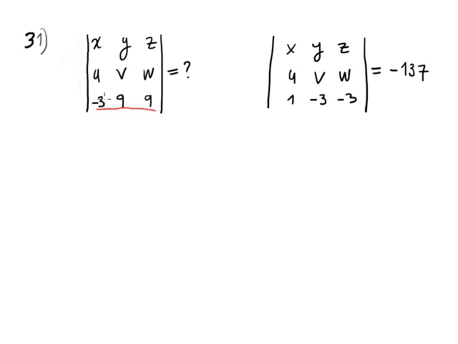I saw that we have a common factor, which is 3. So one property says, if you multiply any row or any column of the determinant by a number, the entire determinant is multiplied by this number. So you can factor out, and the factorization in this case is negative 3. I put negative 3 outside.